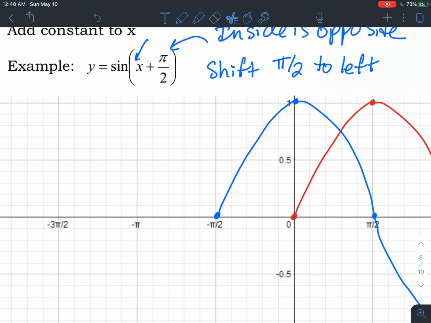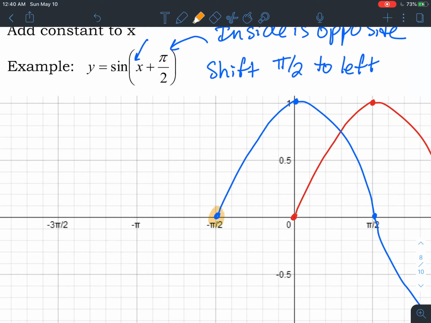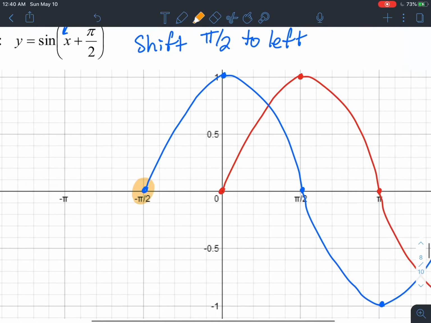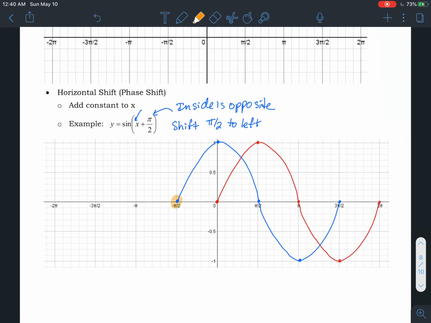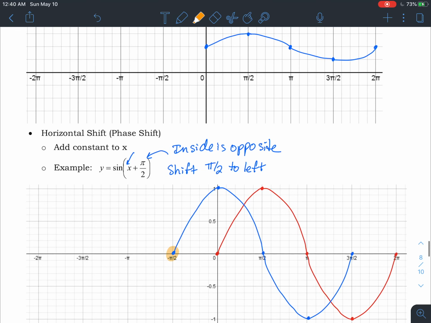In that case, that's how I usually do it. You can see pi over 2 to the left just tells me that, I'm going to highlight here in orange, this would just be my starting point for my sine wave. And then everything else is still the same after that. So I'm still going to go up 1 since that's my amplitude, back to 0, down 1, and then I end back at 0. So that's how I would handle it.